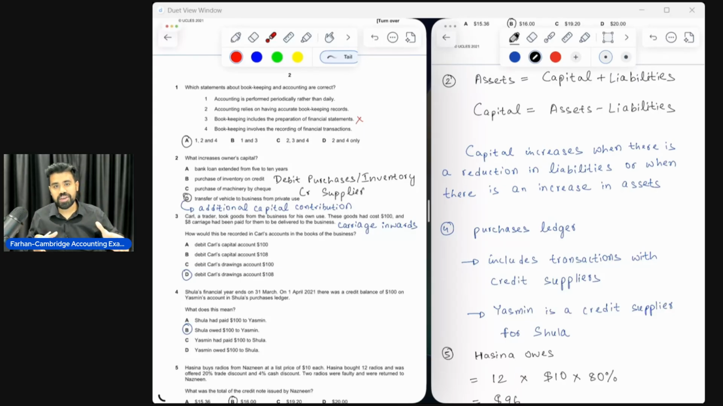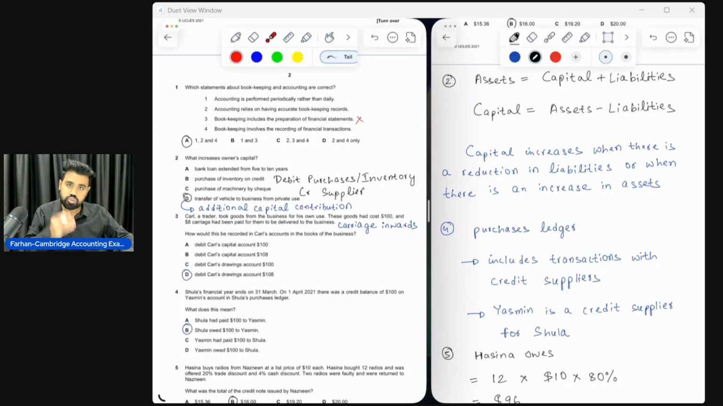But this is only done after the trial balance is prepared, and the trial balance is only prepared at the end of the period. Therefore, we can confidently say that accounting is performed on a periodic basis, but bookkeeping is done on a daily basis. Therefore, statement 1 is correct.